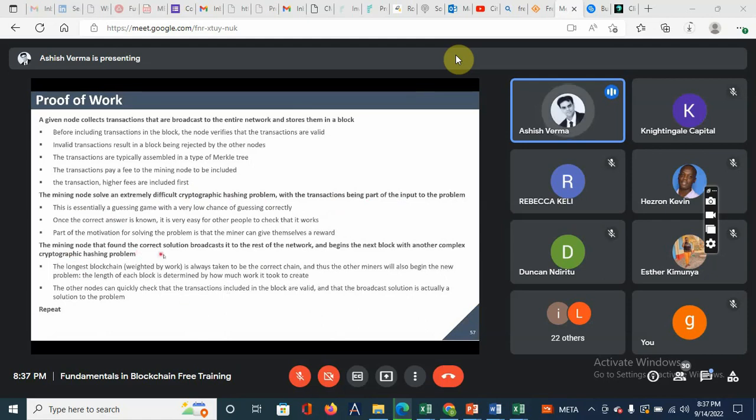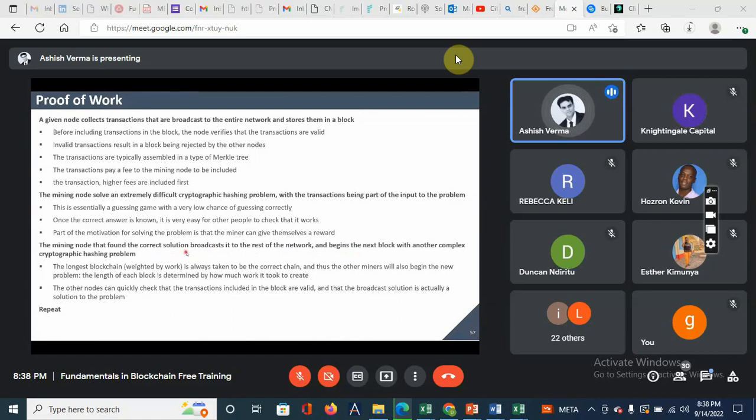The mining node that found the correct solution broadcasts it to the rest of the network. Whenever miners are working, there is one node that will calculate it first, and then it will broadcast the solution to the network. It will simply say, in computer language, that the problem which you gave me, I have solved it, and this is the solution. Then the other validators will verify the solution. Verification of the solution takes very little time, and finding the solution takes a very long time.